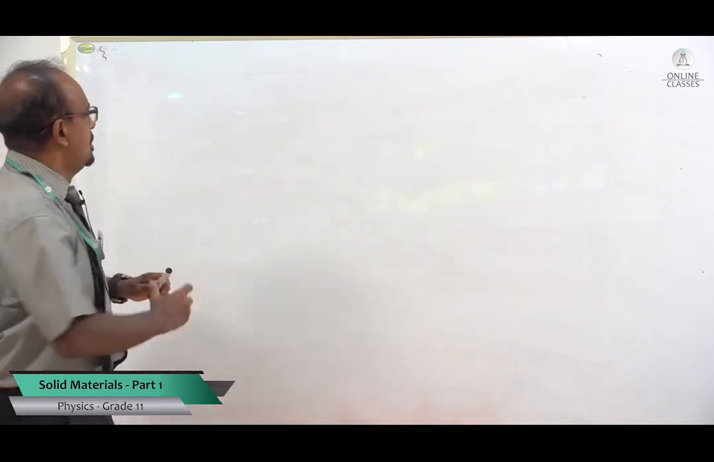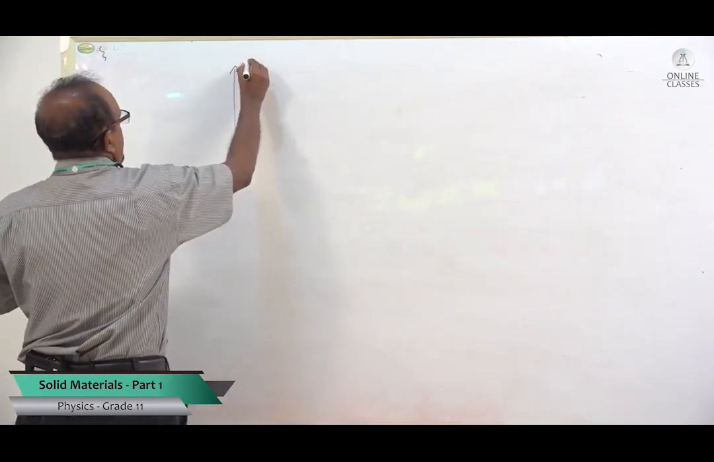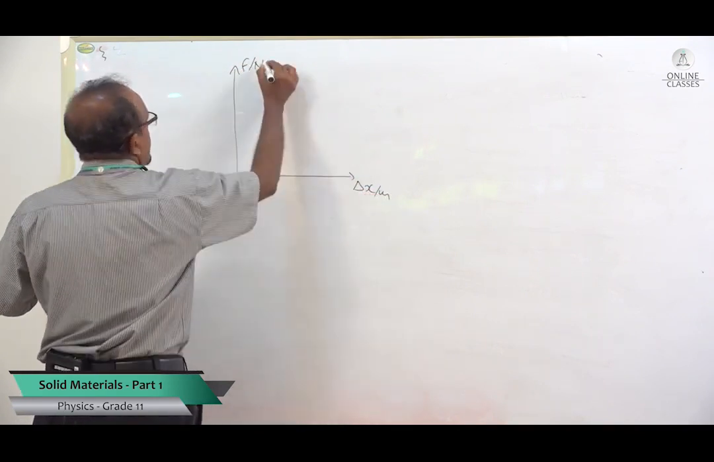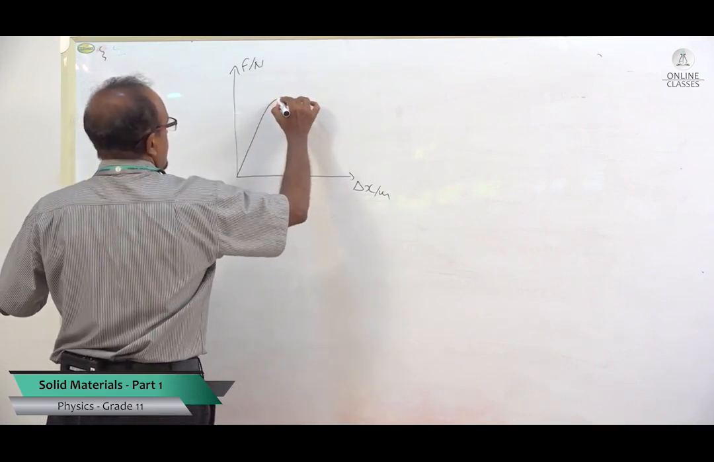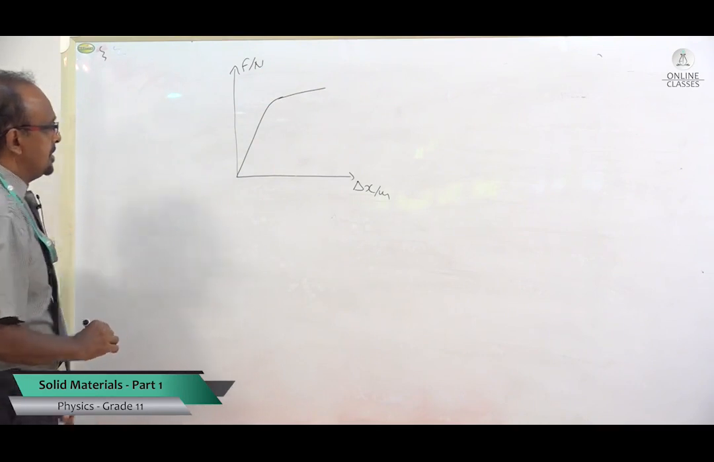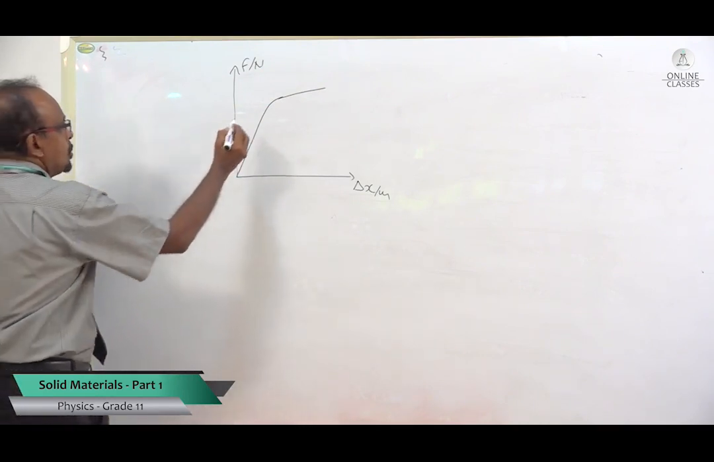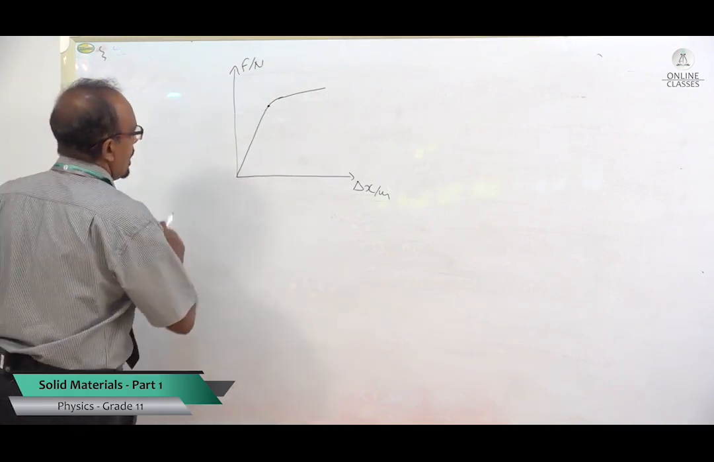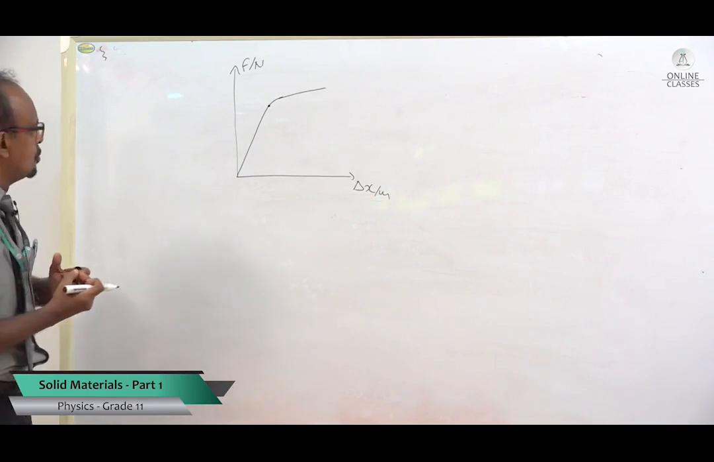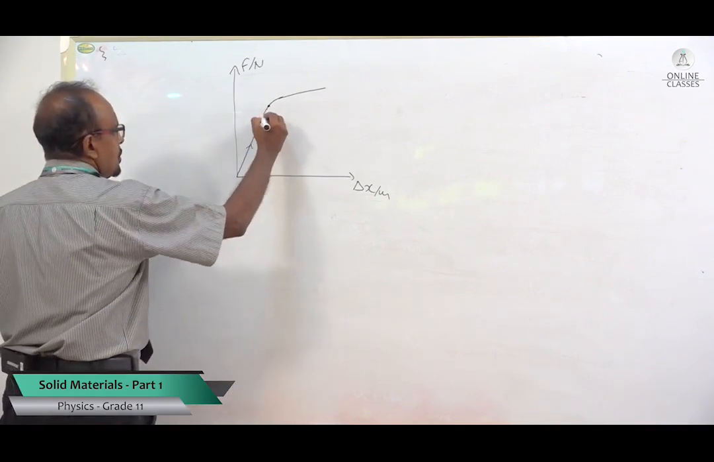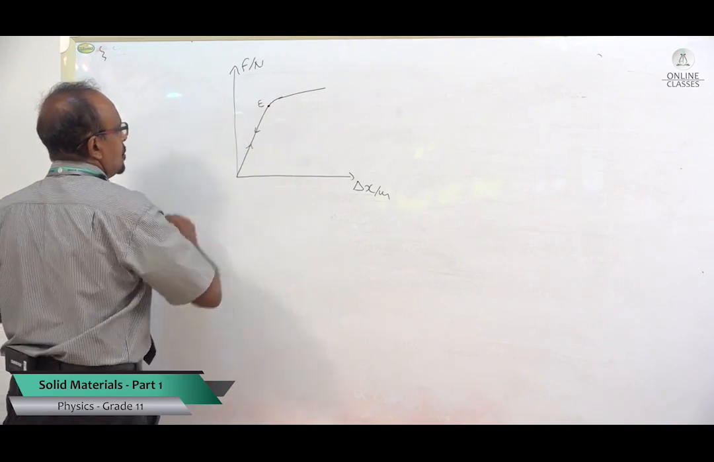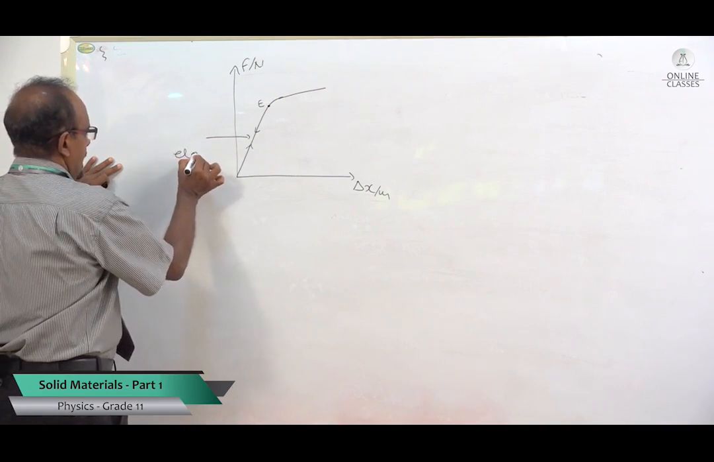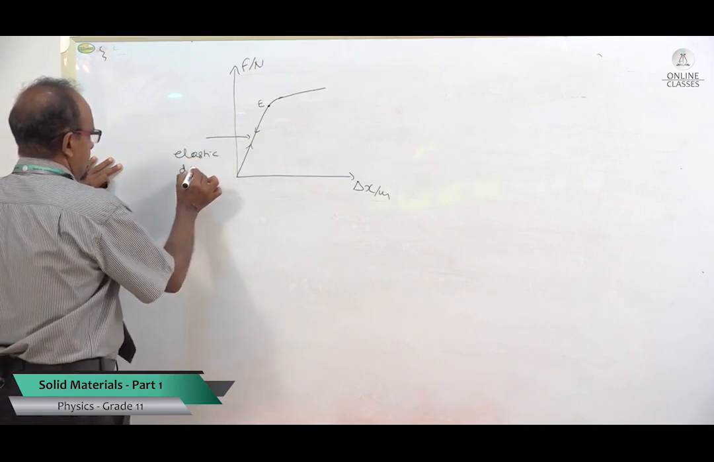Right. If you just draw the force extension graph, you can see here force, here extension. So the graph will go like this, as an example, force increasing, delta x also increasing. Up to the elastic limit or limit of proportionality, when you apply force and then remove the force, the material will return to its original length or shape. So this part is elastic deformation.